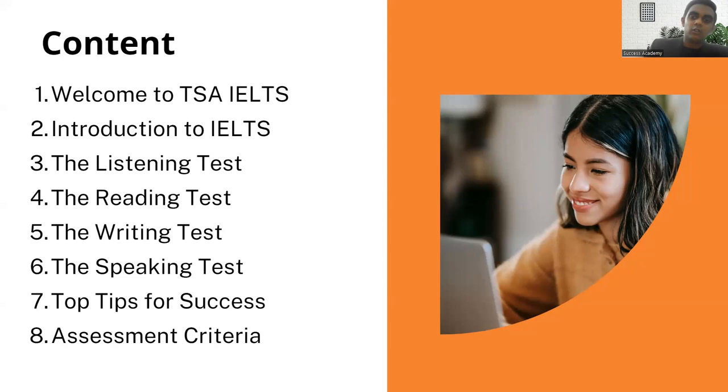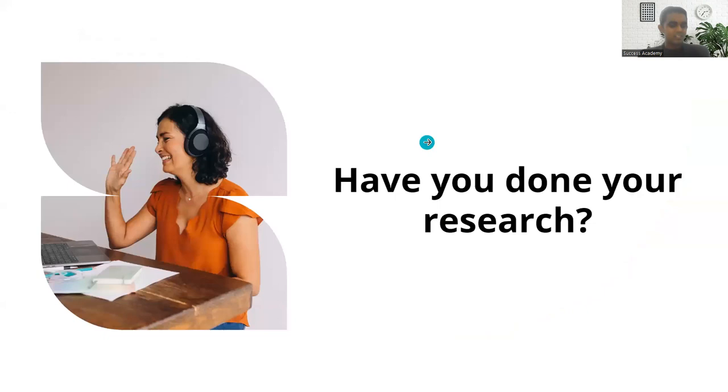And then we'll also discuss the assessment criteria as we move forward. Now, before anything, what you need to understand is that IELTS is an exam where you can study by yourself and get the best possible result.